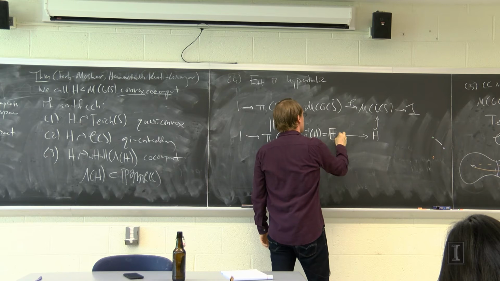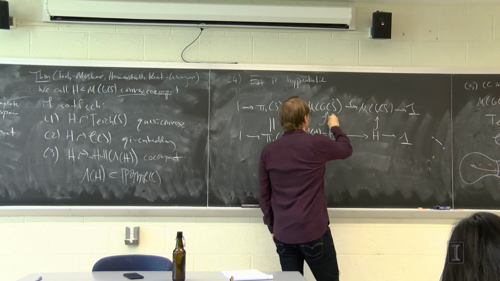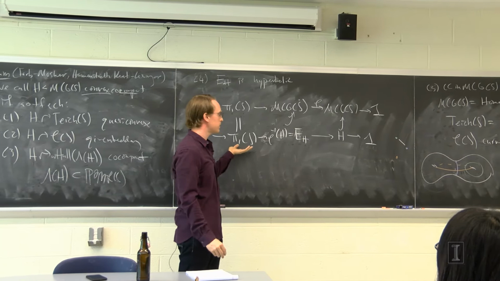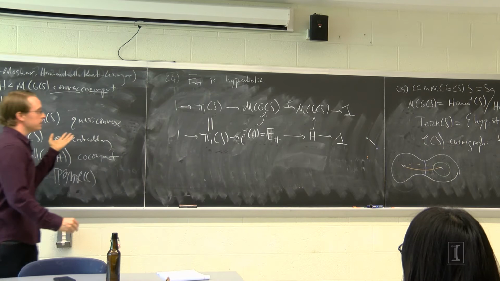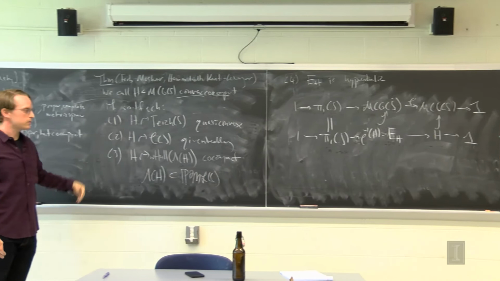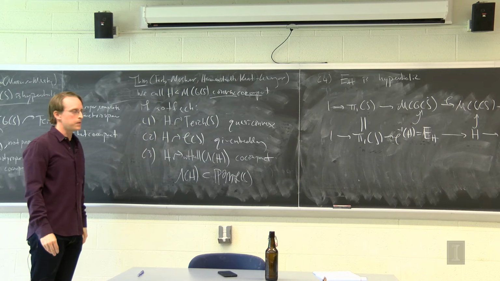And this fits nicely into this diagram here. This is a short exact sequence, and it gives you a surface group extension. It turns out that every surface group extension actually comes from some subgroup of the mapping class group. What this theorem says is that you can characterize precisely when the surface group extension is hyperbolic in a number of ways. One is the action on Teichmuller space, the other is the action on the curve graph, and then you also have this convex cocompactness condition about the action on the weak hull of the limit set.